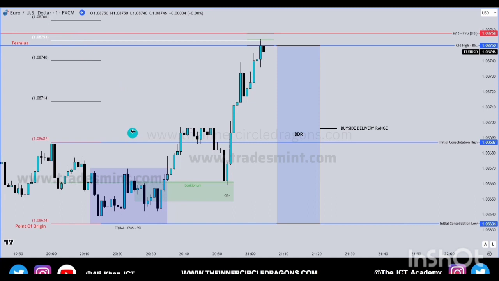Now, if you look closely, since price is fractal, we actually have a smaller consolidation inside of that larger 15-minute dealing range.